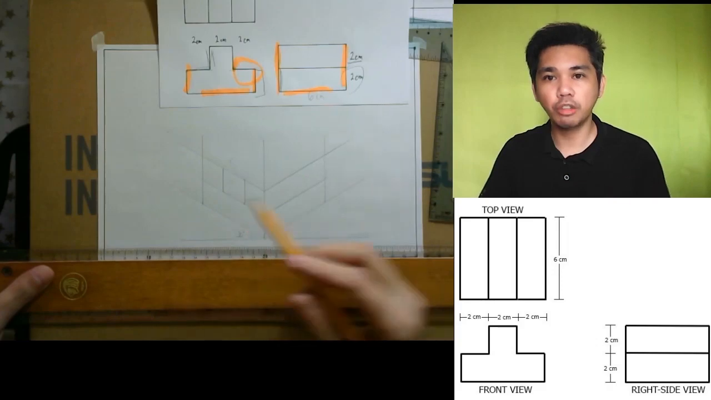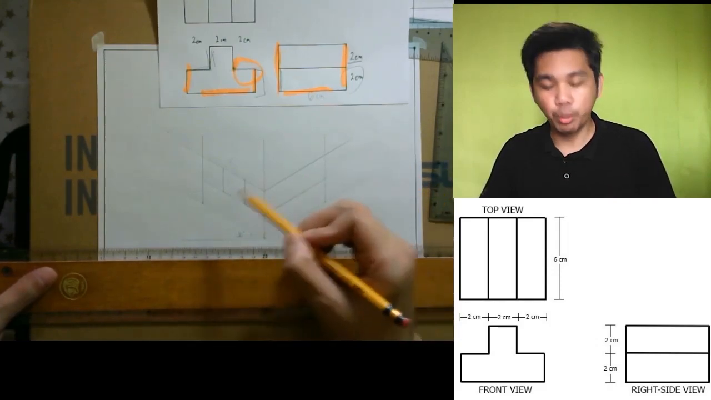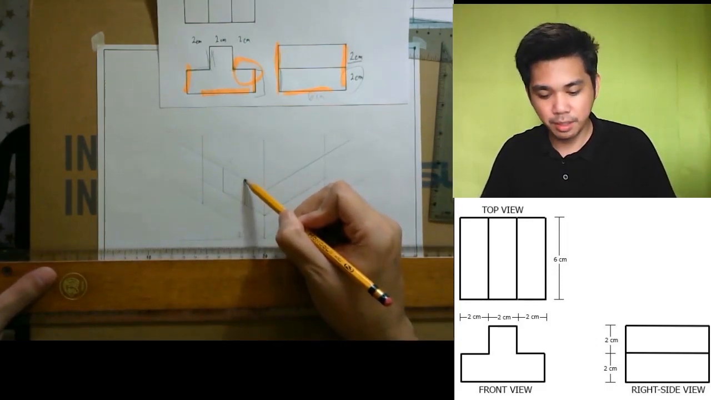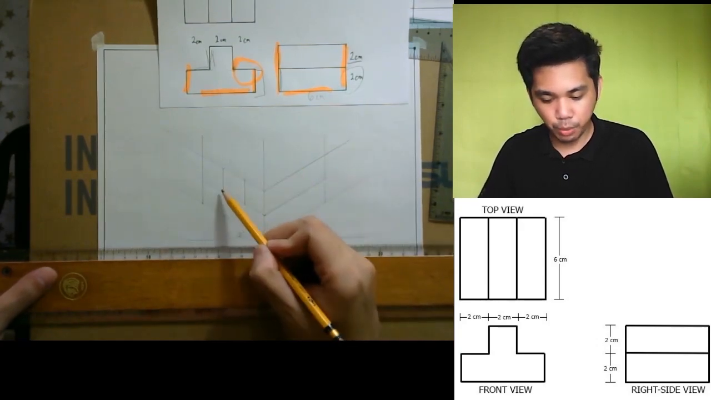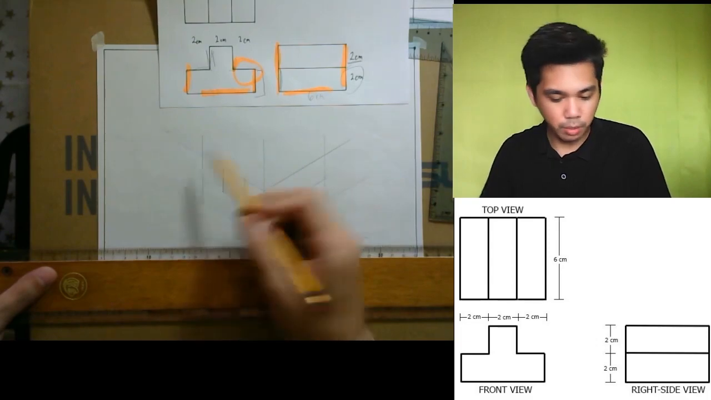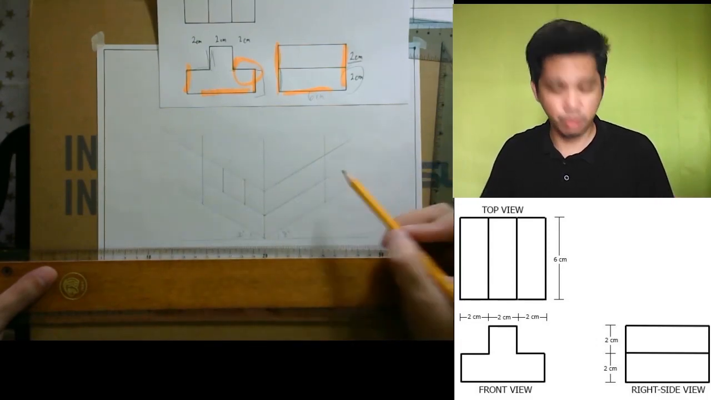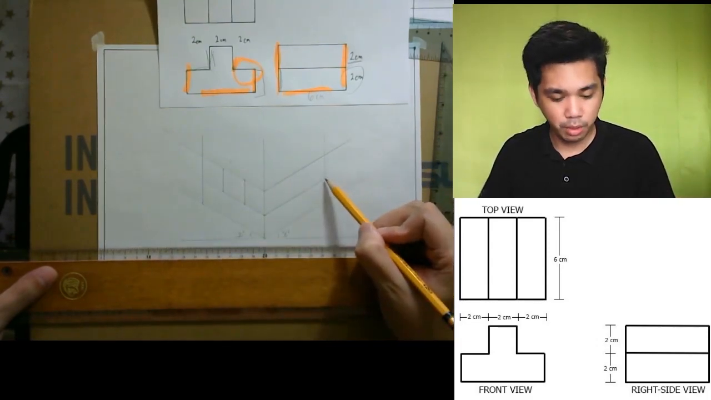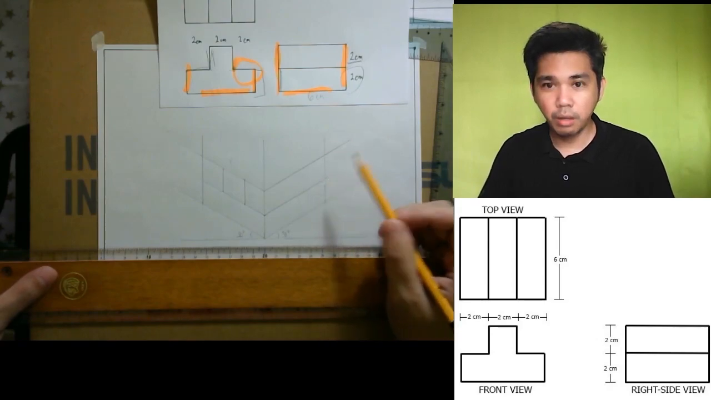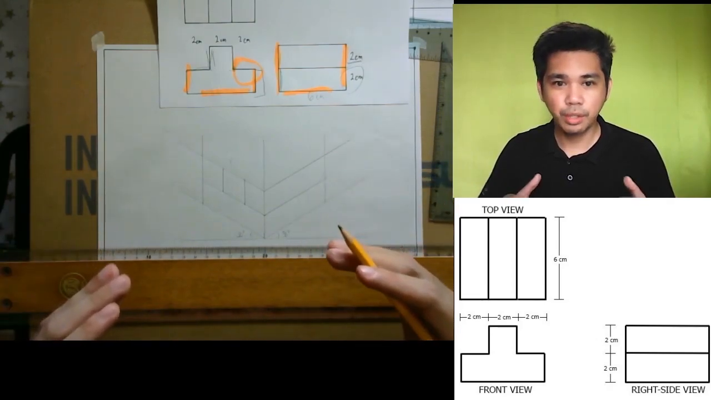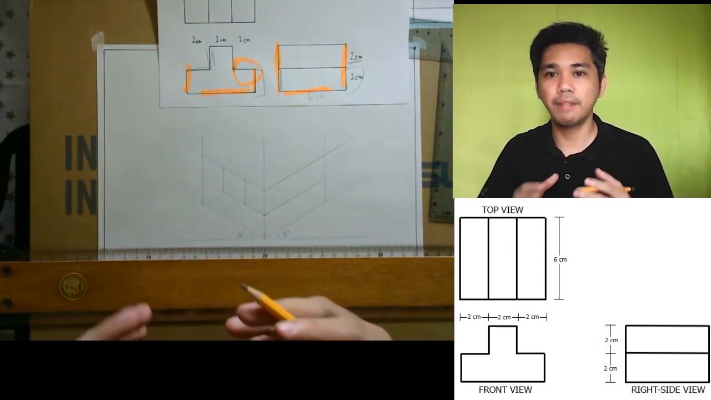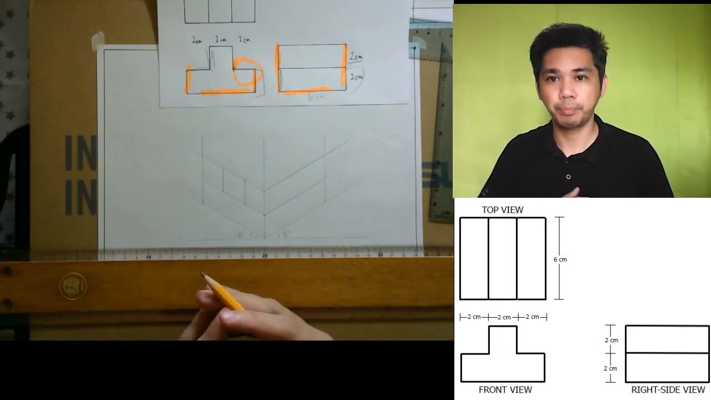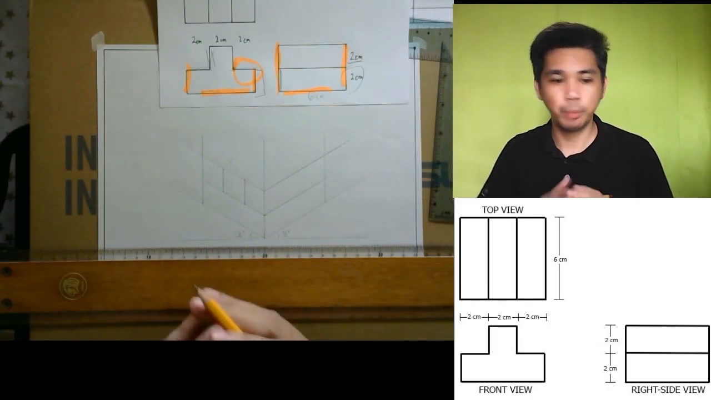When there are intersecting lines, new points are created such as this point, this point, this point, this point, this point, this point. There are lots of points. Now these points created need to have a line for them. Okay? I hope you are getting what I mean.